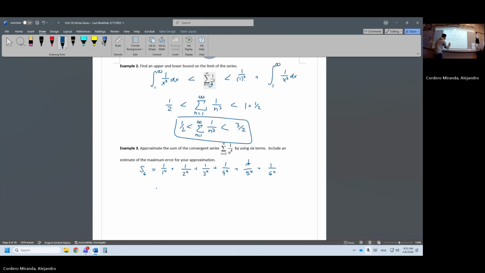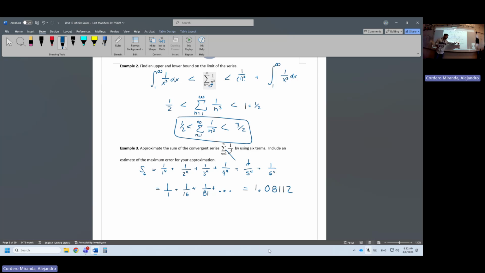I did already calculate this. Just so we're all clear, that would be 1/1 plus 1/16 plus 1/81 plus the rest of them. And that would equal, if you calculated it, 1.08112. Okay, cool. So that's the sum up to 6 terms.